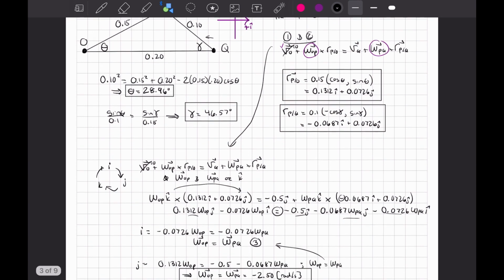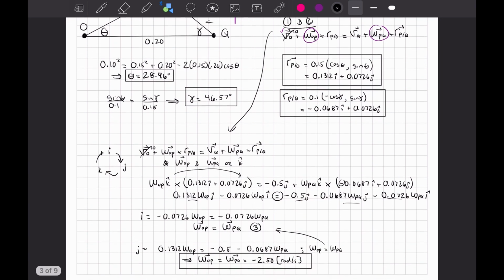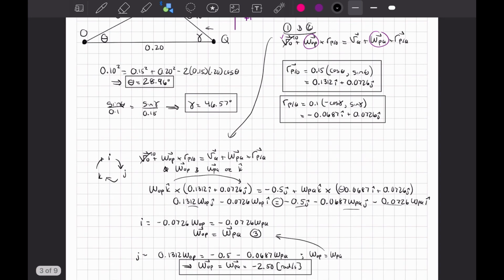We found that the two links actually had the same angular velocity at this time, and then we just solved by collecting terms from i hat and j hat, and then being cognizant of our cross product rules.